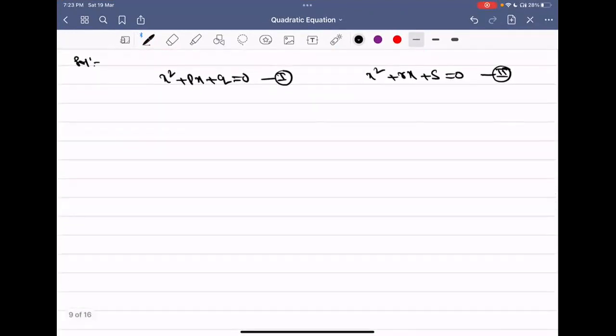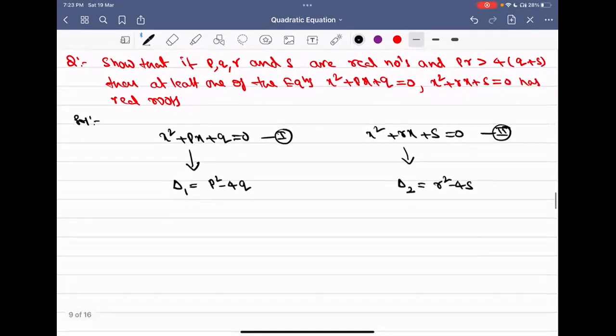So, find the discriminant of this quadratic, that is delta 1 is equal to p square minus 4q. Discriminant of the second quadratic is delta 2, r square minus 4s. Now, what we need to prove? So we have to prove that at least one of these two equations has real roots. That is our requirement.